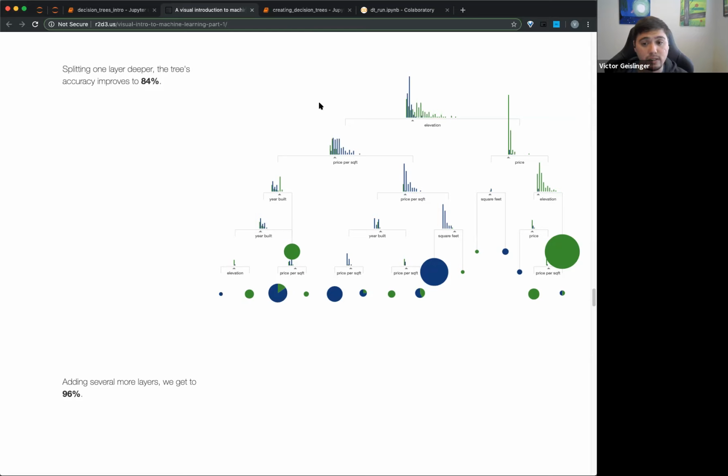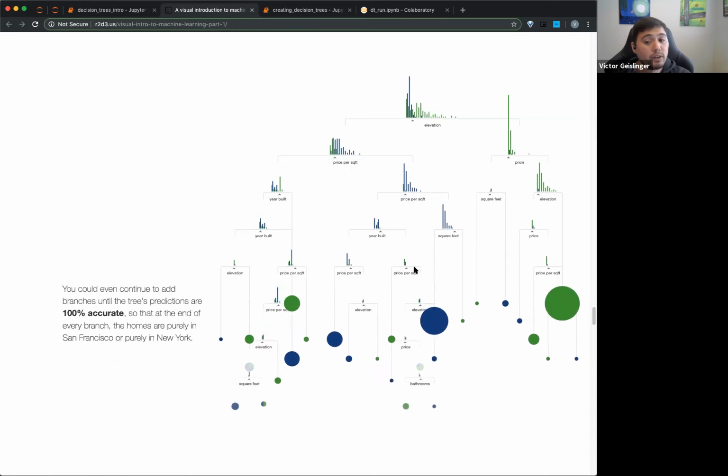So the idea here is that you basically split across. Or if you go on the other side here, let's say below this elevation, but above this square foot, or price per square foot. We scroll down here, but below this square footage, you're New York. So the idea here is that they keep splitting it further and further along.